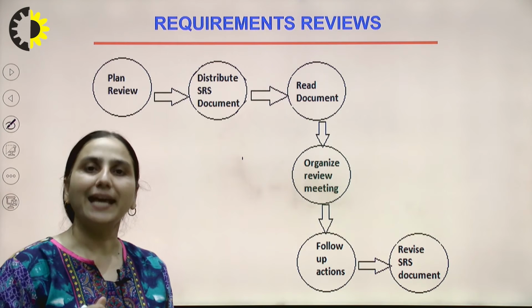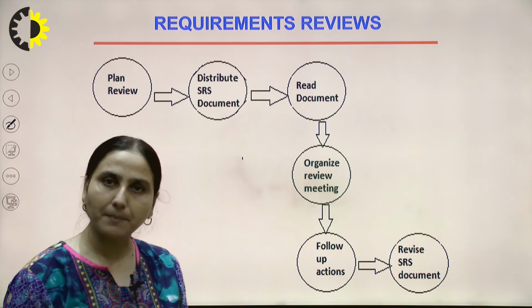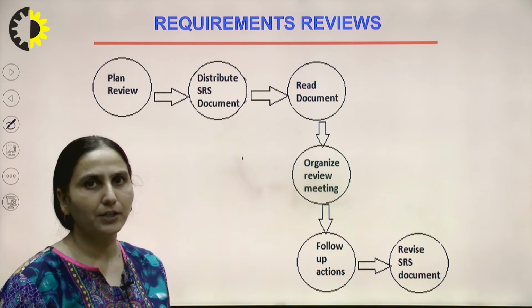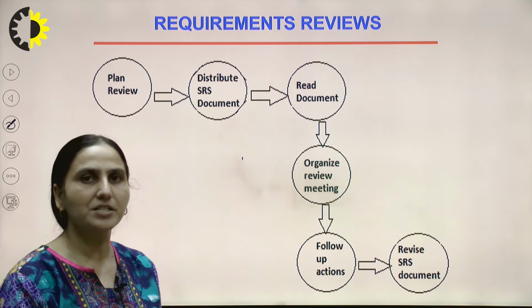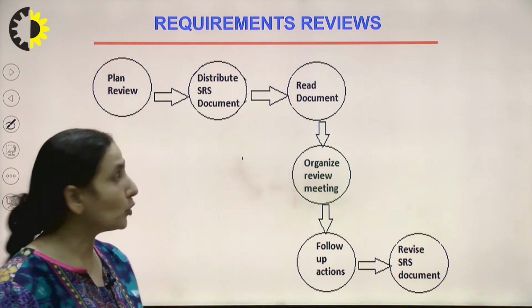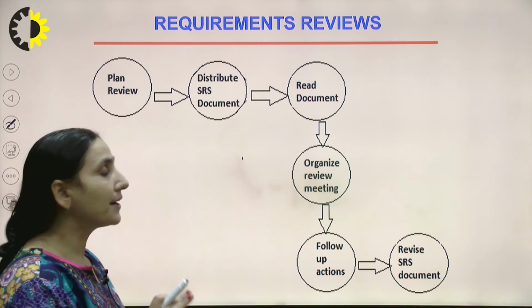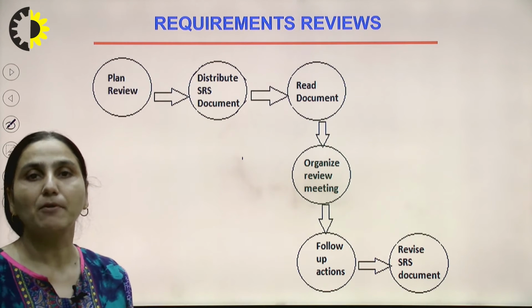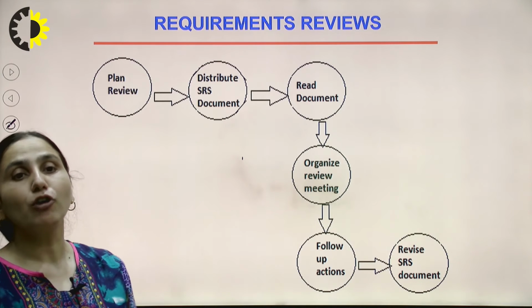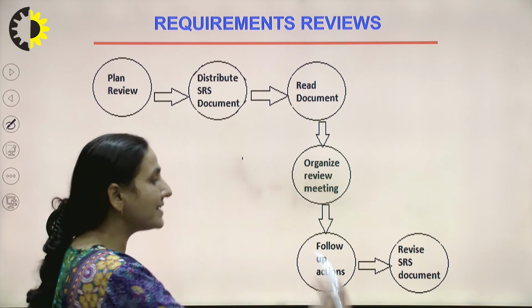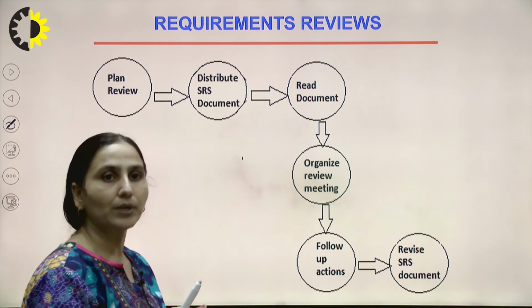Then distribute the SRS document to all the concerned persons who are in the meeting, or if a type of agenda needs to be set, different types of documents need to be properly distributed. They need to read that particular document, organize the review meeting, then follow up on the different types of actions. And based on that follow-up, we need to check what outcome we are getting. That means we need to revise this SRS document, or is it okay?